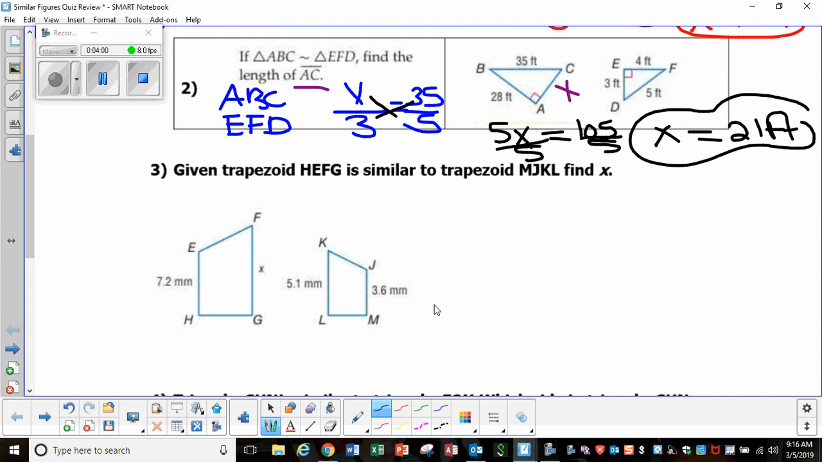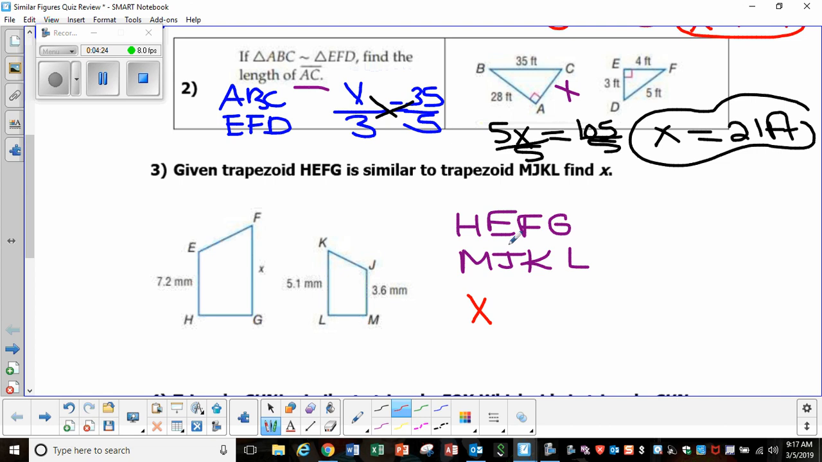All right, number 3. Given trapezoid HEFG is similar to trapezoid MJKL, find X. So again, I'm going to stack my letters so that I can identify corresponding sides. So that's what I'm doing right now, HEFG and MJKL. And I'm trying to find X. So I'm going to start with that.